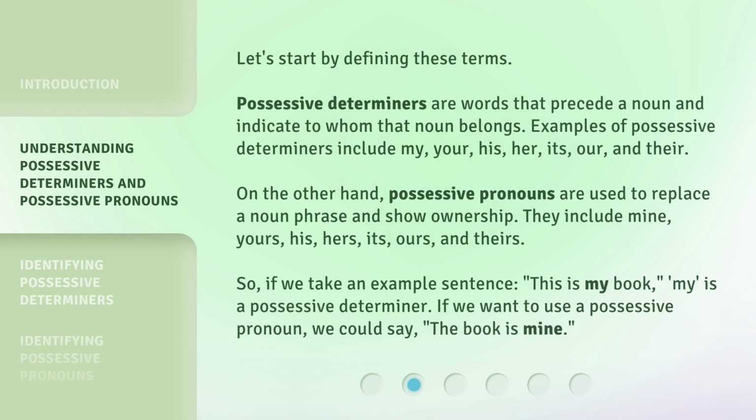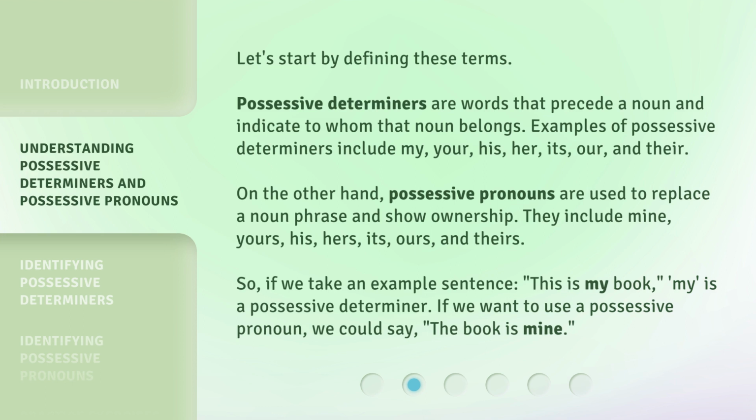Let's start by defining these terms. Possessive determiners are words that precede a noun and indicate to whom that noun belongs. Examples of possessive determiners include my, your, his, her, its, our, and their. On the other hand, possessive pronouns are used to replace a noun phrase and show ownership. They include mine, yours, his, hers, its, ours, and theirs.